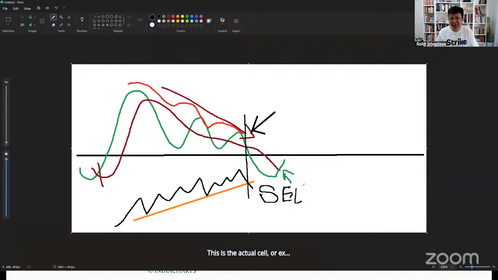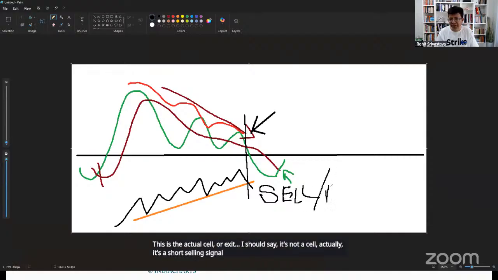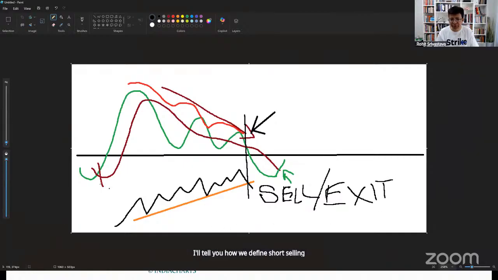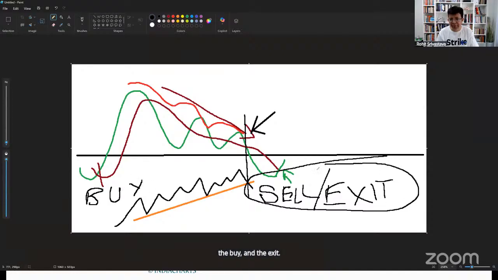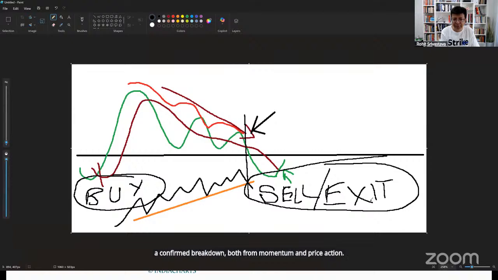I should say it's not a sell actually. It's not a short selling signal. This is an exit. I'll tell you how we define short selling. So that's different. Right now, let's just look at the buy and the exit. Very simple. The buy is clearly on a new cycle, and the exit is on a confirmed breakdown, both from momentum and price action.